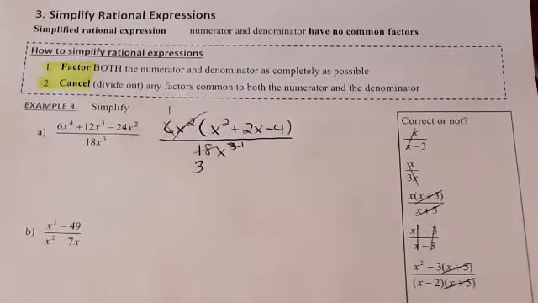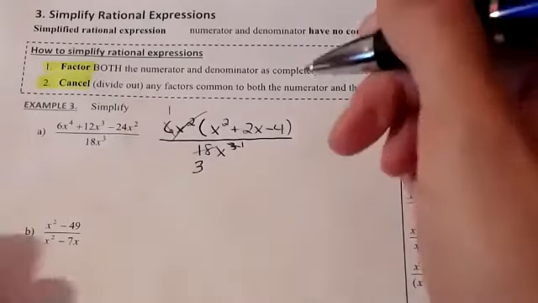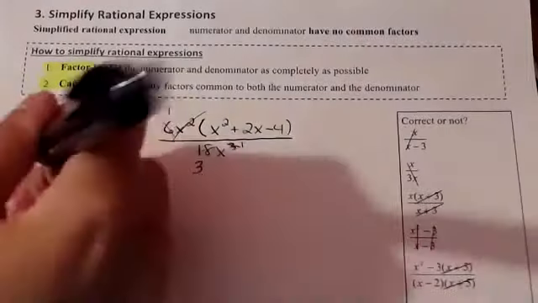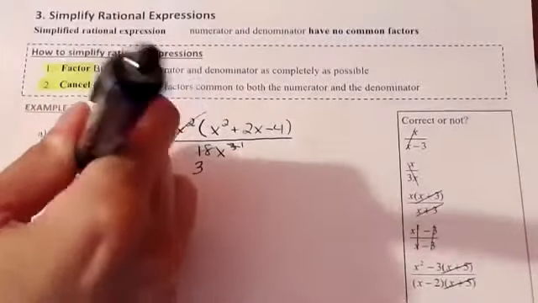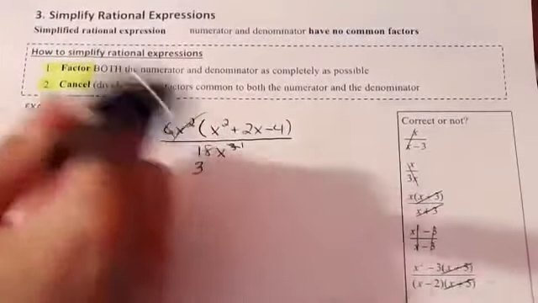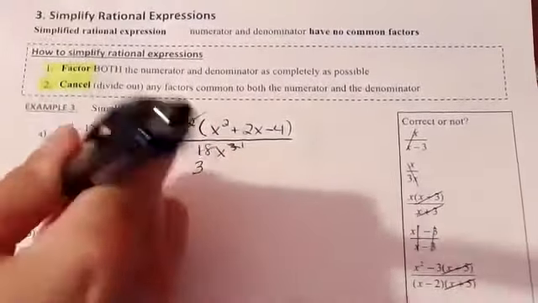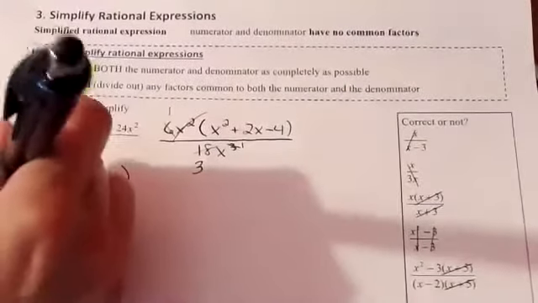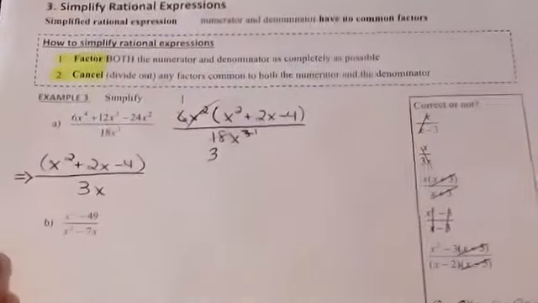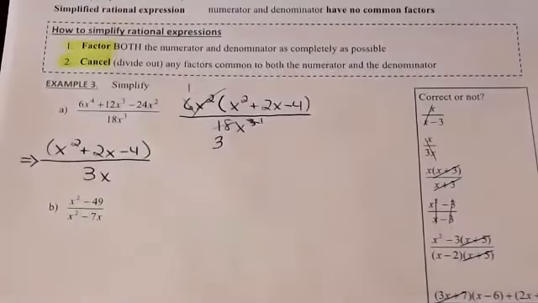X squared plus 2x minus 4 cannot be factored. So my final answer is then simply x squared plus 2x minus 4 all over 3x. And there is my final answer. You factor, then cancel.